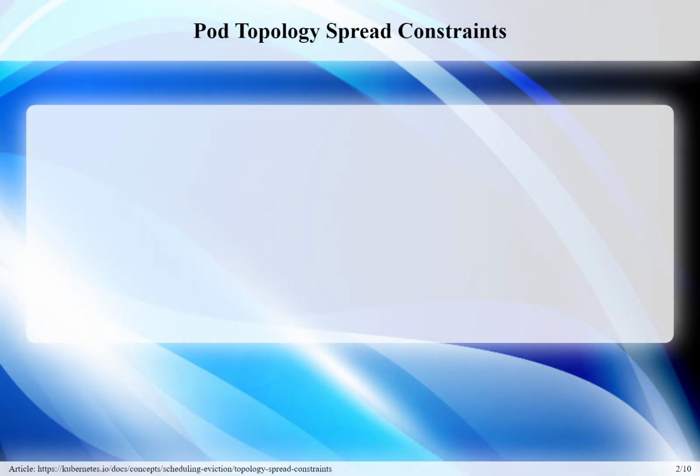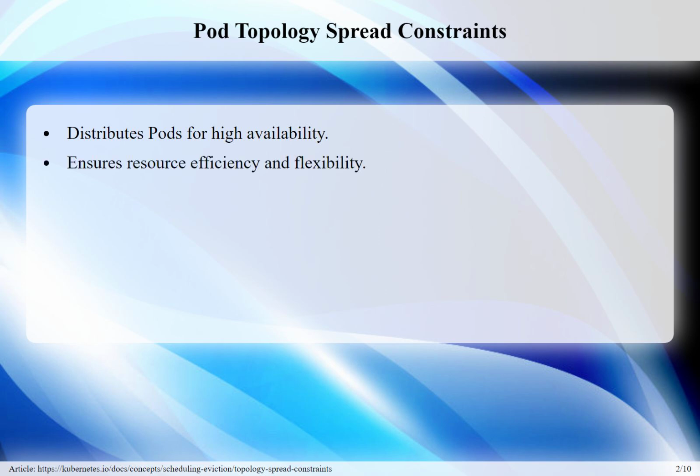Pod topology spread constraints. Topology spread constraints help distribute pods across various parts of a cluster like regions or nodes, ensuring even distribution across failure domains. They support high availability and resource efficiency, and can be set for the entire cluster or specific workloads.